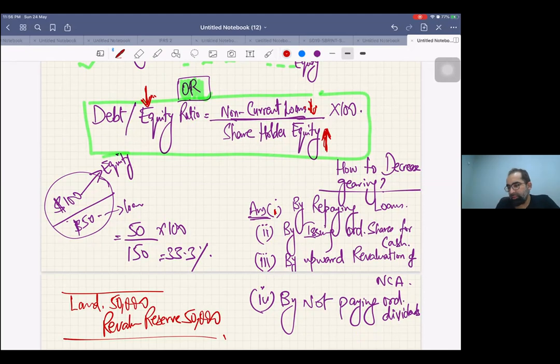And the last point is by not paying ordinary dividends. By not paying ordinary dividends, this is very interesting. Now look, first let me go forward and then I'll take reverse gear. I'll apply reverse gear. Look at me.